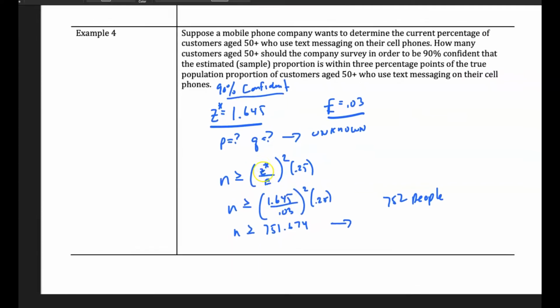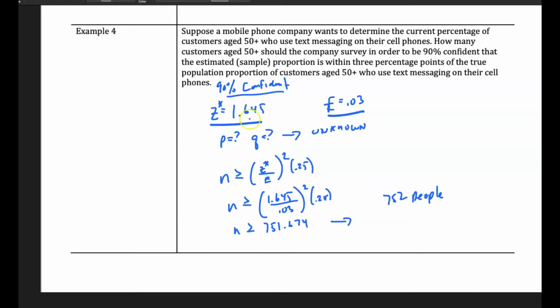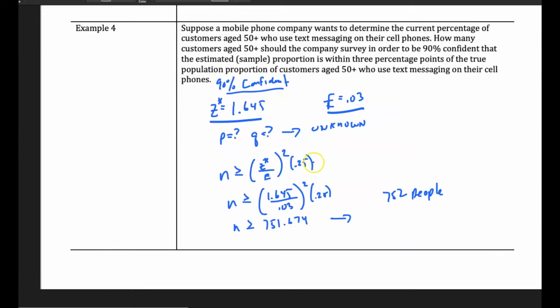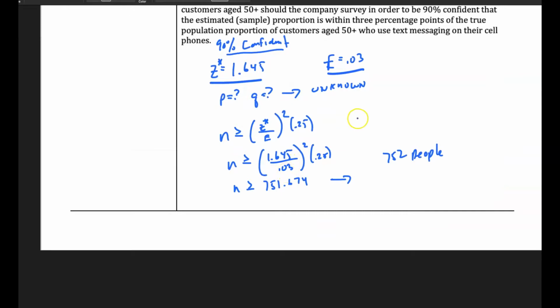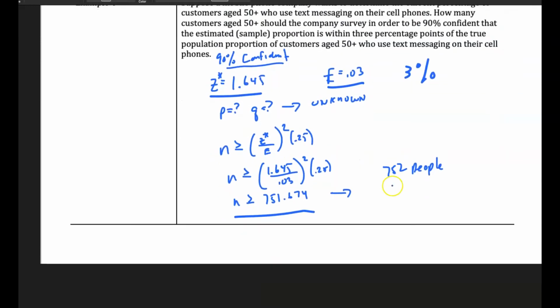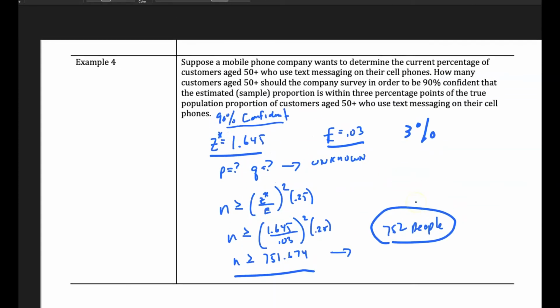Notice the numbers that go in here. Z is 1.645. That's our critical value for 90% confidence, which we did in a previous lesson. We're using 0.25 because that's the equation we have here. And then 0.03, because that comes from your 3%. When you plug that in, you get 751.467, and we're going to round up because we can't have 751.6 people. So we always round up to the nearest whole number, which is 752. So we would need to include 752 people in the survey to have a margin of error of 3%.